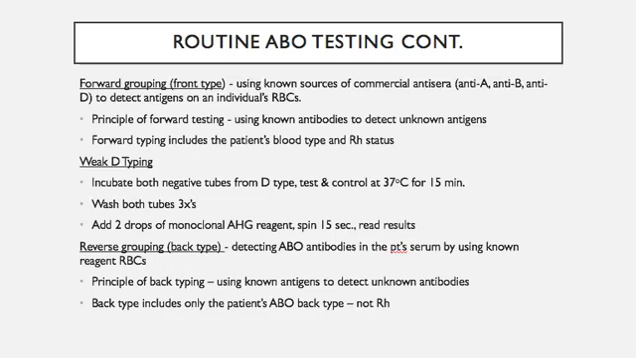An example of this would be to detect the presence of anti-B in a patient's serum. The patient's serum is combined with a commercial source of antigen, which is our B cells. So the back type includes only the patient's ABO back type. It does not include an Rh. And if you remember from one of the last videos, we said the ABO antibodies are naturally occurring. So every person should have naturally occurring ABO antibodies, but the only way that they would have Rh antibodies is if they had been exposed either through pregnancy or transfusion.